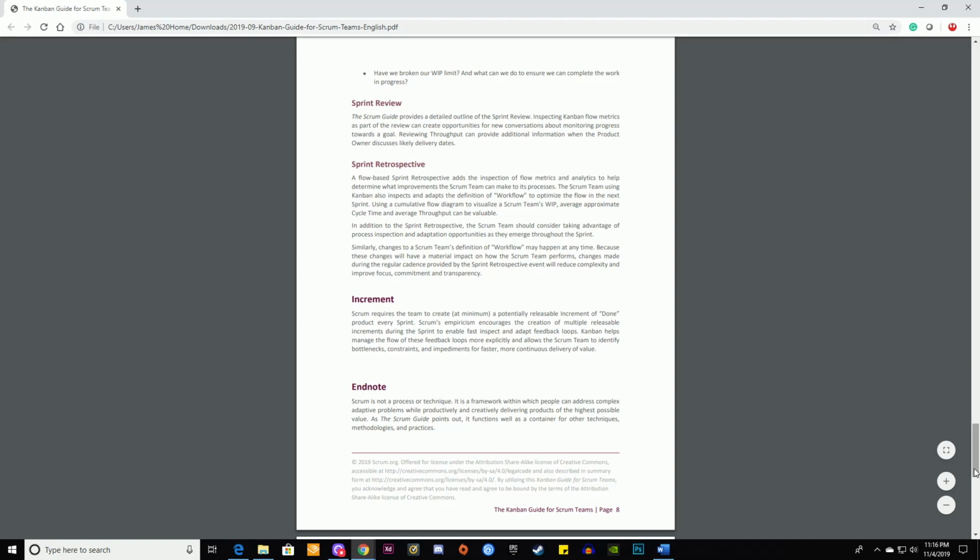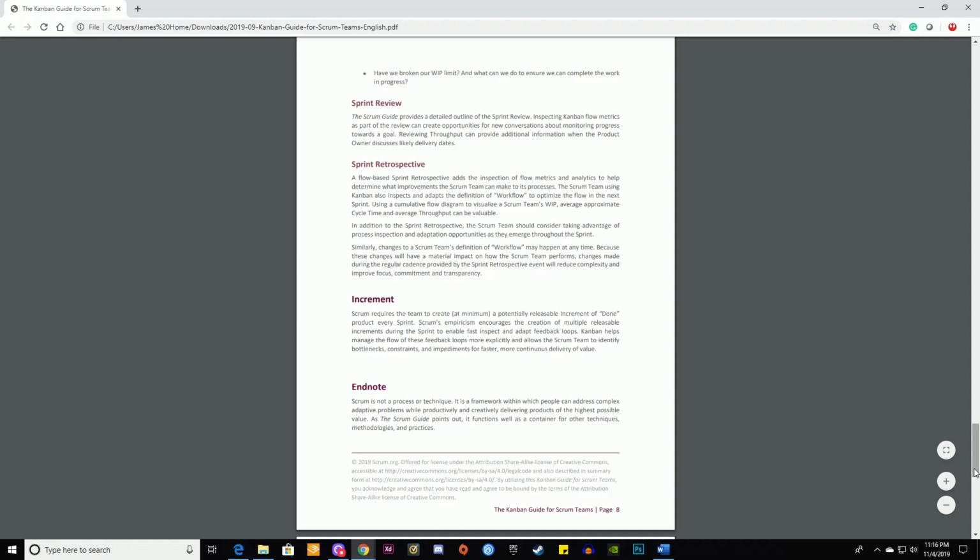Increment. Scrum requires the team to create at minimum a potentially releasable increment of done product every sprint. Scrum's empiricism encourages the creation of multiple releasable increments during the sprint to enable fast inspect and adapt feedback loops. Kanban helps manage the flow of these feedback loops more explicitly and allows the Scrum team to identify bottlenecks, constraints, and impediments for faster, more continuous delivery of value.